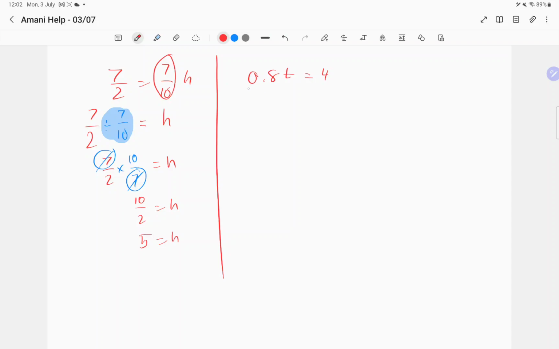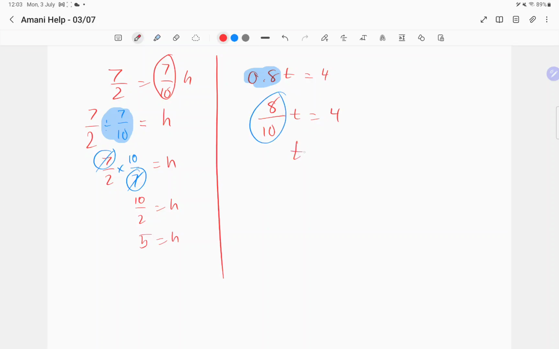Okay, another example is this one here, 0.8t equals 4. Note that this is a decimal number, right? If you don't know how to work with decimals, you've got to turn that into a fraction if you can. So let's turn it into a fraction. 0.8 is 8 with 1 decimal place, so 8 divided by 10. Once you convert into a fraction, all the other steps are the same. You would divide by 8/10 on both sides.